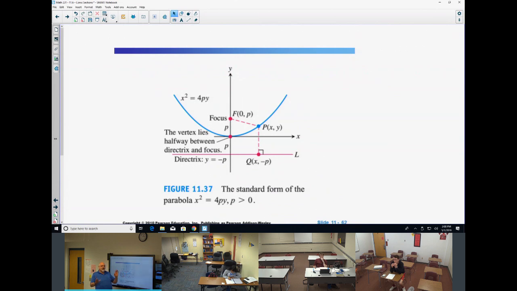The focus is kind of like the parabolic dish. The focus is like the amplifier or the microphone. And so the focus is always on the inside of the parabola, whether it opens up or down. And then once you figure out this distance to the focus, that same distance in the other direction is the distance to the directrix, which is the line.